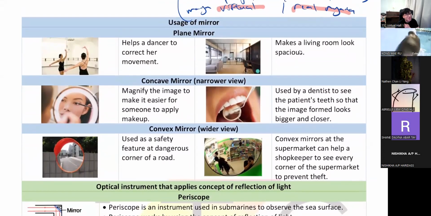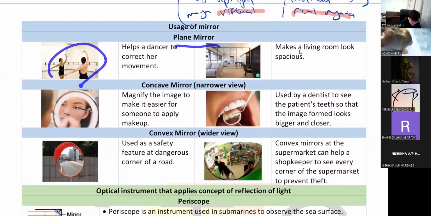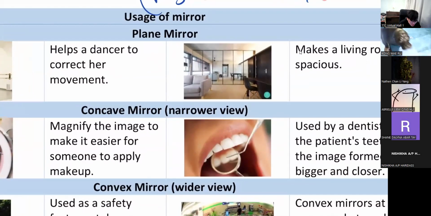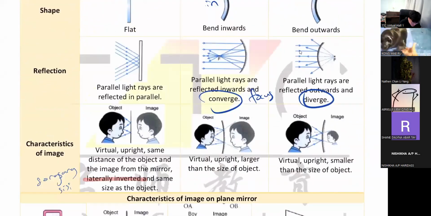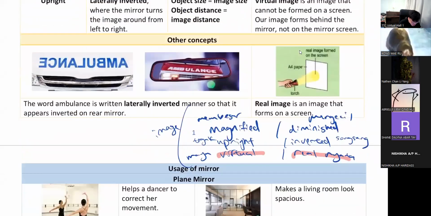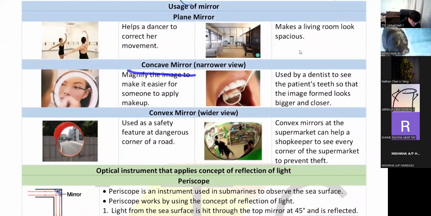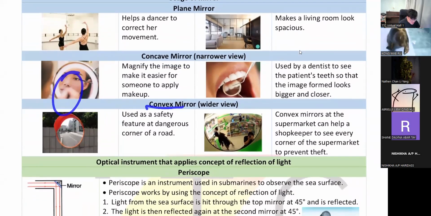Anyway, what do you use mirrors for? Plane mirrors are used by dancers and to make your room look big. Concave mirrors are used to zoom in on things, so mostly by dentists, and in your makeup mirror. A makeup mirror has two sides, and one is the one you zoom in with. And then convex is used for a wide view.